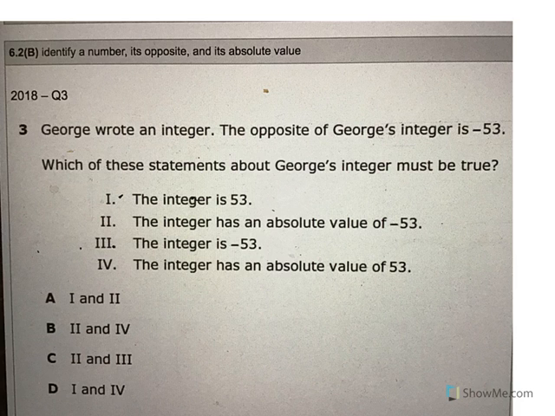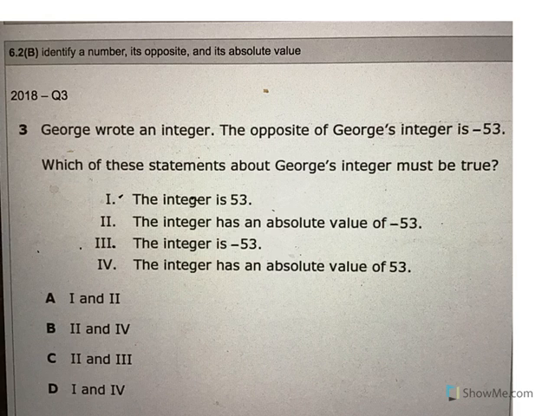Let's look at our first problem. We're doing 6.2B, identify a number, its opposite, and its absolute value. So this is from the 2018 test. George wrote an integer. The opposite of George's integer is negative 53. Which of these statements about George's integer must be true?